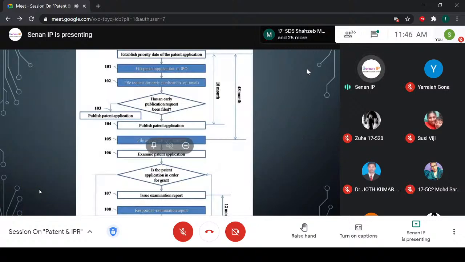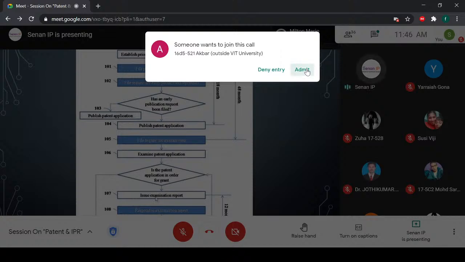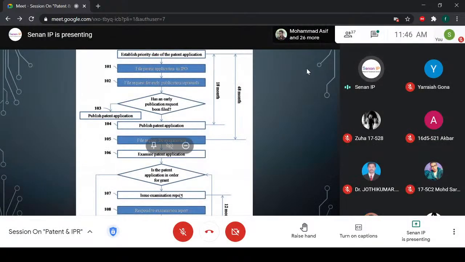So this is just a simple flow chart of filing a patent application, showing how the patent application works. Once the patent application is filed, after 18 months the patent application is published, and within 48 months we have to file a request for examination. Then examination of the patent application is conducted. Is the patent application in order for grant? If the patent application complies with all the requirements, then the patent will directly be granted. If not, then the patent office will issue an examination report. After issuing the examination report, we have already discussed these steps.